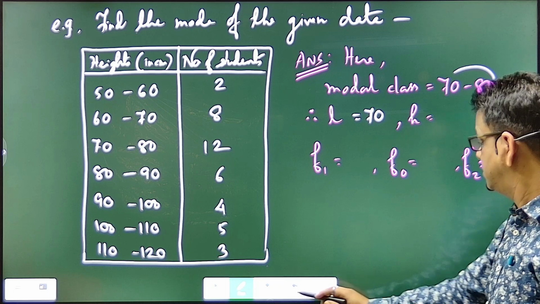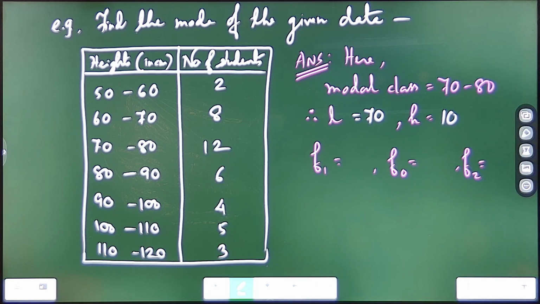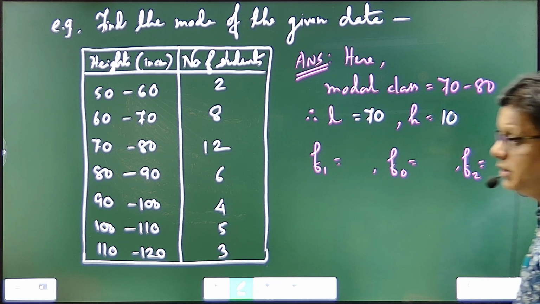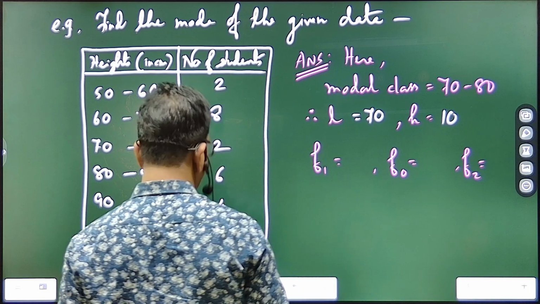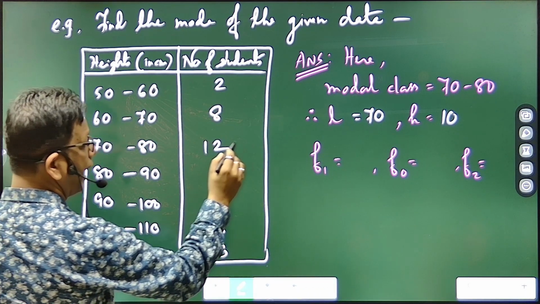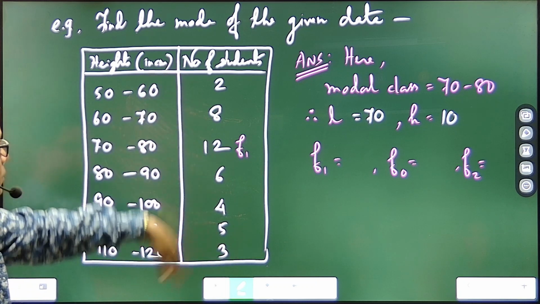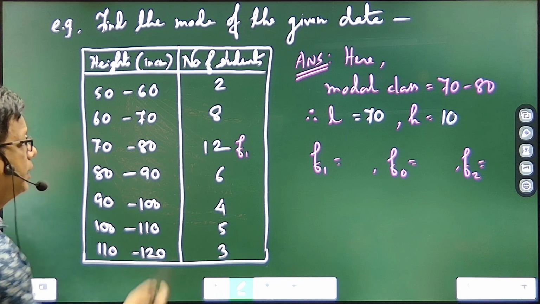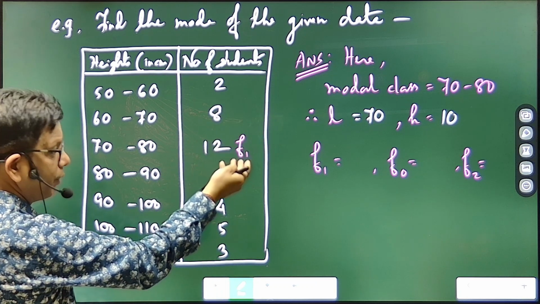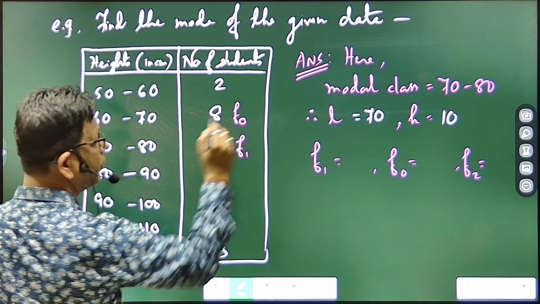So this 10 is the h. We also discussed this in the arithmetic mean. So class size. Now F1. What is F1? F1 you see here on the table. Out of all these, the highest frequency is called F1. So which is the highest frequency here? Of course 12, F1. The preceding frequency, that means 8, is F0.